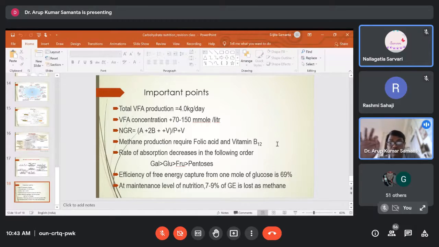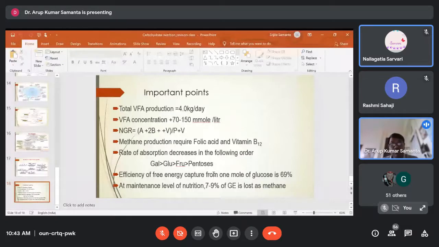Then, whether all the monosaccharides produced due to the digestion of carbohydrate in non-ruminants are absorbed at an equal rate. It is not like that. The rates of absorption differ between these molecules. Galactose is absorbed faster, followed by glucose, then fructose, then pentoses.